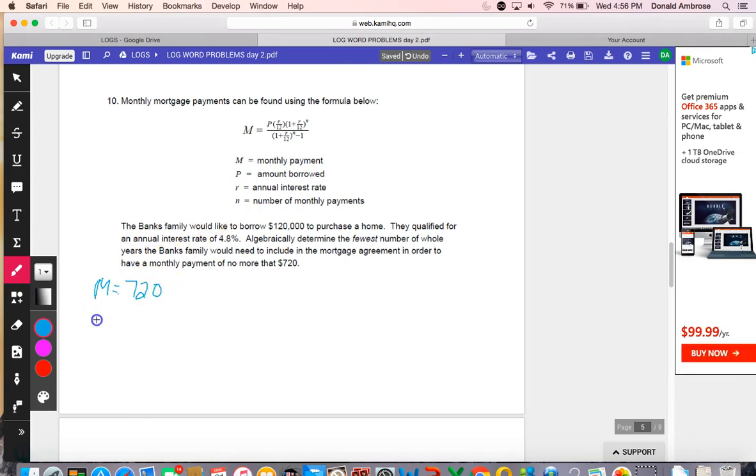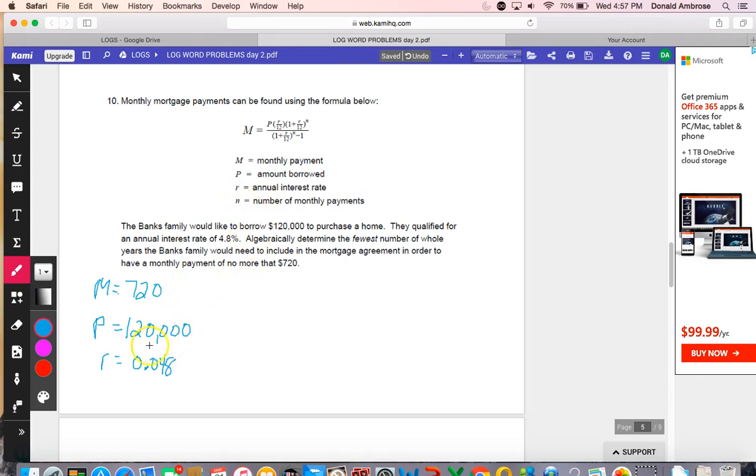Then the variable P represents the amount borrowed, and we're told the Banks family would like to borrow $120,000. So P is going to equal $120,000. R is our annual interest rate, which we're told is 4.8%. So as a decimal, and that's how we have to input it into our equation, that would be written as 0.048.